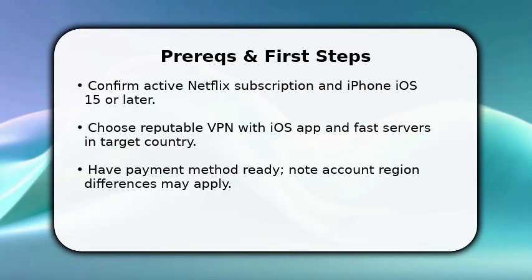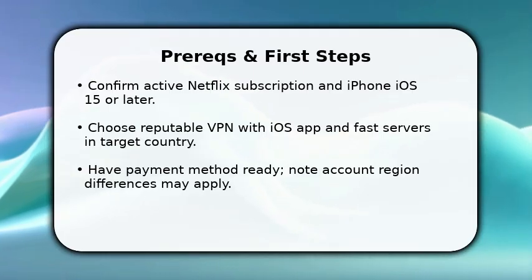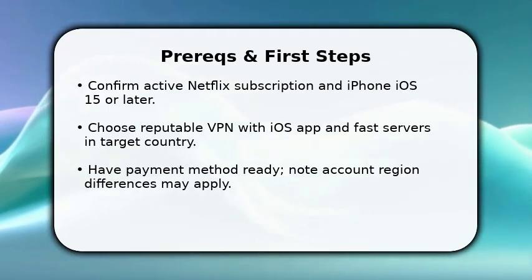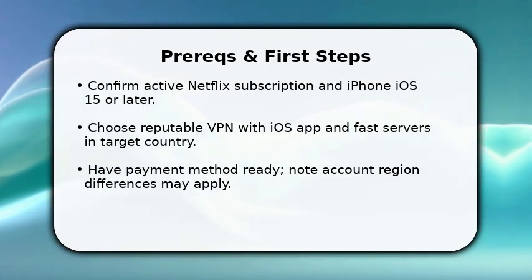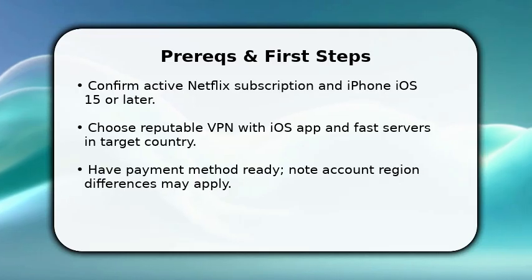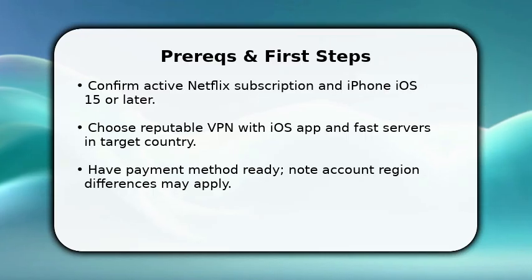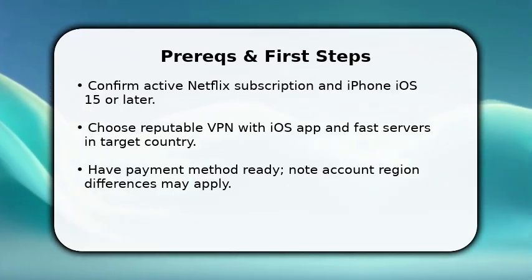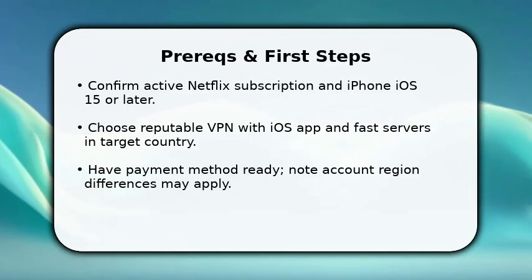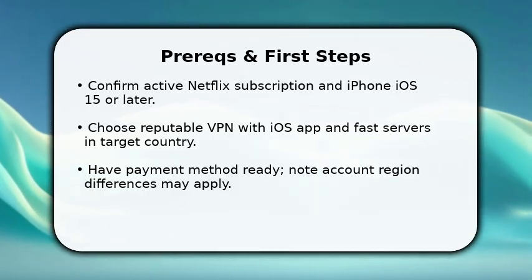You start by verifying essentials: Netflix active, iPhone updated, and a trustworthy VPN subscription. This saves time and avoids region lock surprises. Open the App Store, install the VPN app, and sign in with your VPN credentials. Make sure you grant required permissions. Once done, choose a nearby server in the country whose Netflix library you want. This first setup matters because a stable, low-latency server reduces buffering and detection risk.